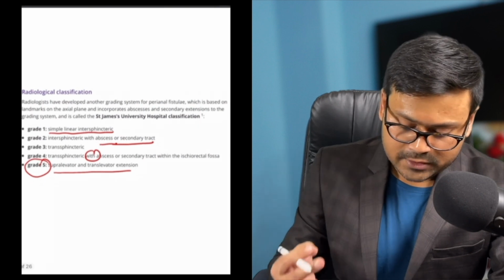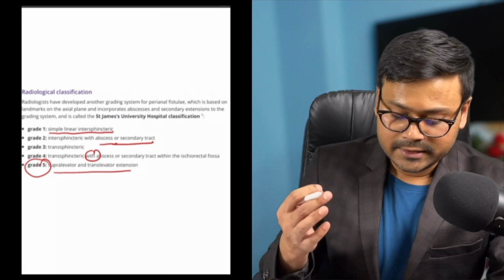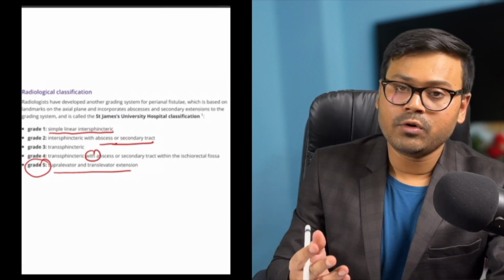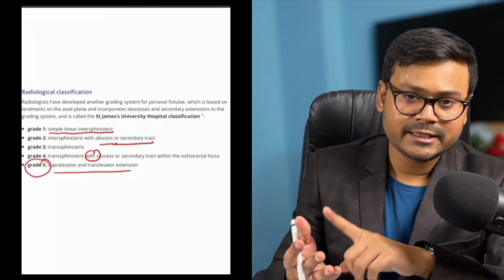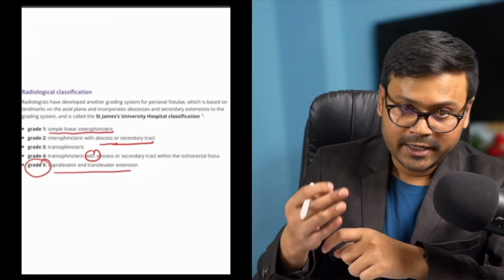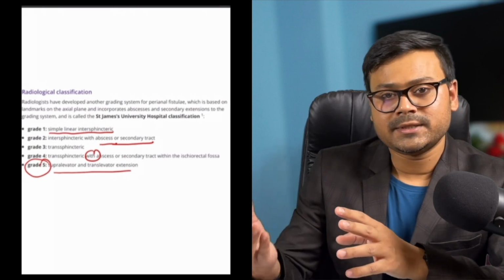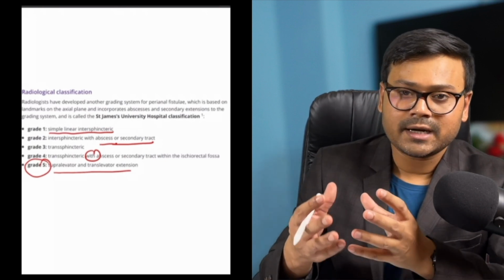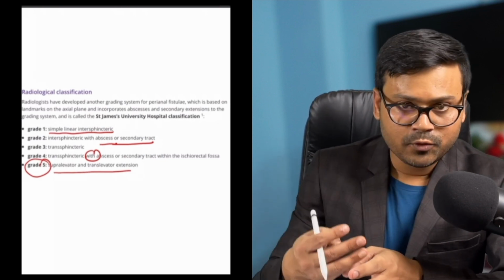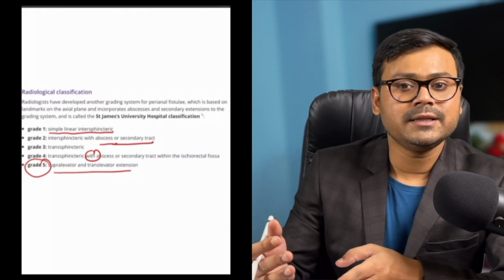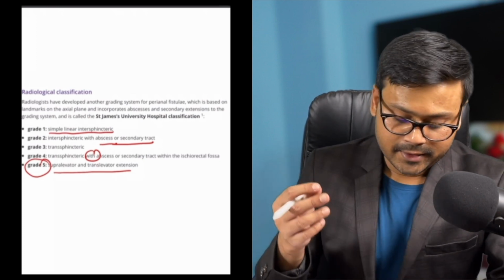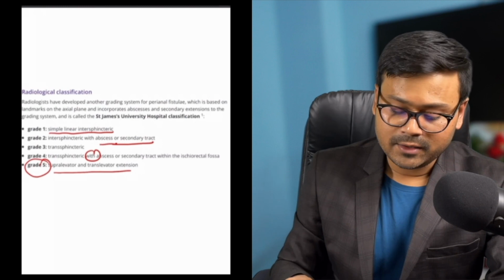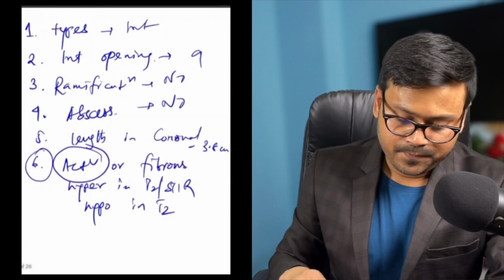And the radiological classification is called the St. James classification. Grade 1 is simple linear intersphincteric, grade 2 is grade 1 plus ramification or abscess, grade 3 is transsphincteric fistula, grade 4 is transsphincteric plus ramification or abscess, and grade 5 is supralevator or translevator extension.